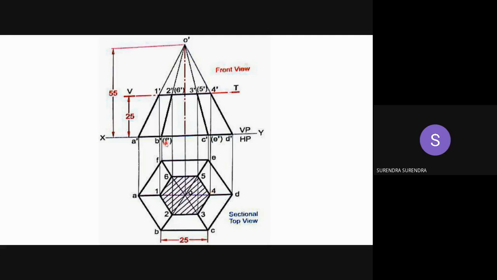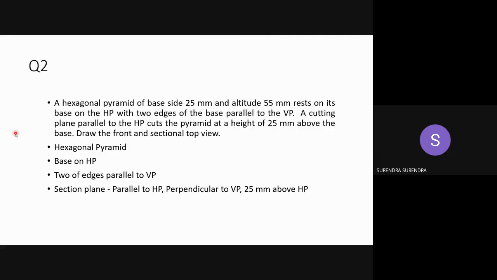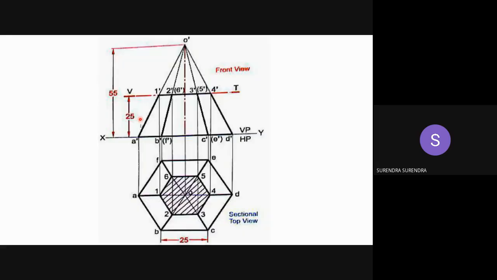Okay. So as the condition is base on HP, we must draw the top view first, with two of the edges parallel to VP. Draw the hexagon and then join these lines. As it is a pyramid, all these lines are visible. Join the lines from base corners to the apex. Now draw the projection.